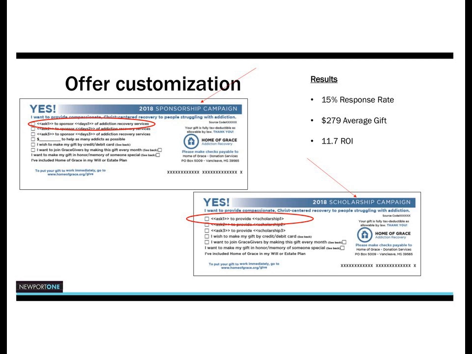What they saw by testing this is that the audience that responded to the scholarship program gave a 15% response rate, almost a $300 average gift, and almost a 12-to-1 ROI. So this is really good, and it speaks volumes to the idea that when you can focus your offer on something much more compelling and something that's bigger for that donor to bite off on, you have a really great opportunity to increase both your revenue and your return.